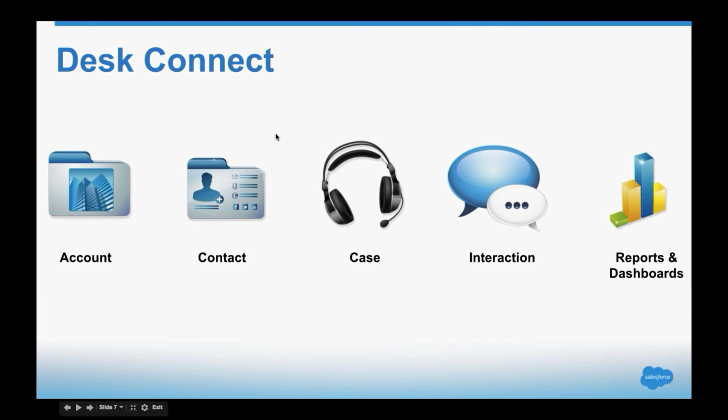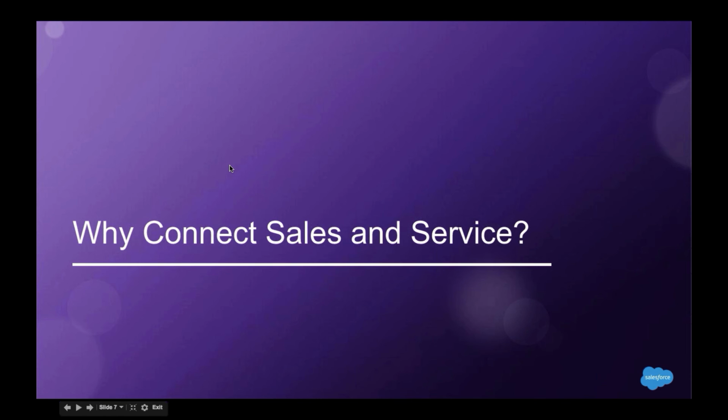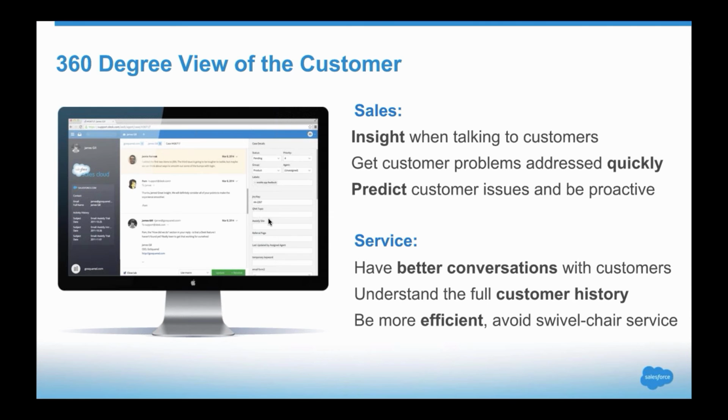Now that's great, but why is it important, and why do we want to connect sales and service? Well, there are a couple of main points, and it's about achieving that 360-degree view of a customer. It's about having a complete view, from the customer history to all the interactions the customer has had, to even information about sales opportunities that you've had. From a sales perspective, we know that your sales team is going to be more effective if they have access to customer service cases.